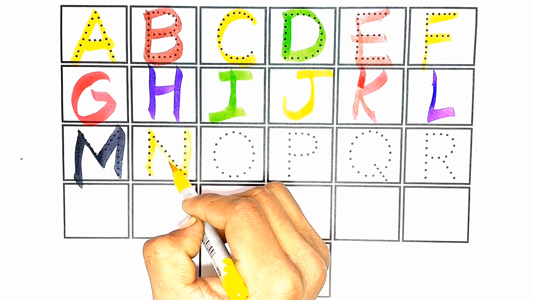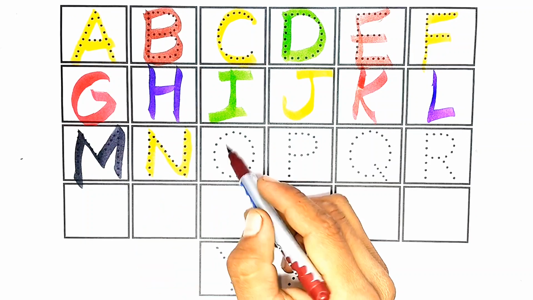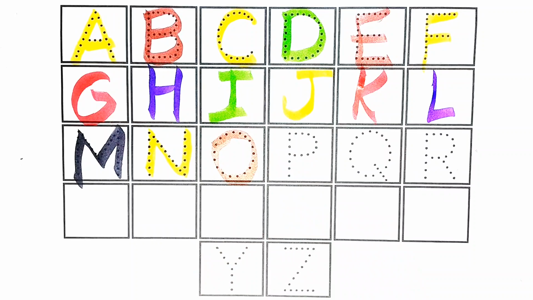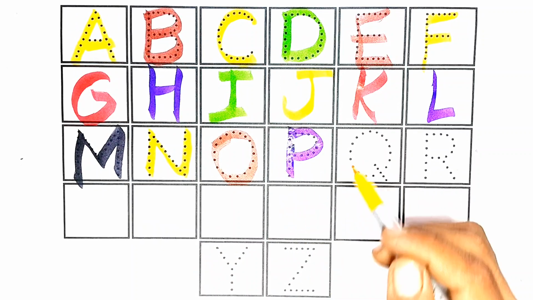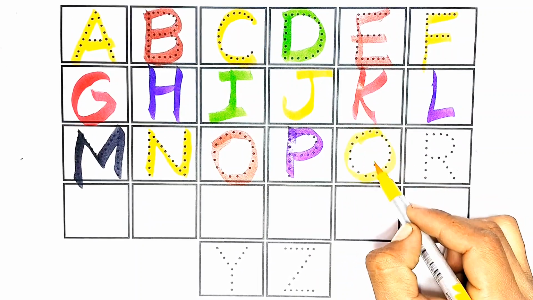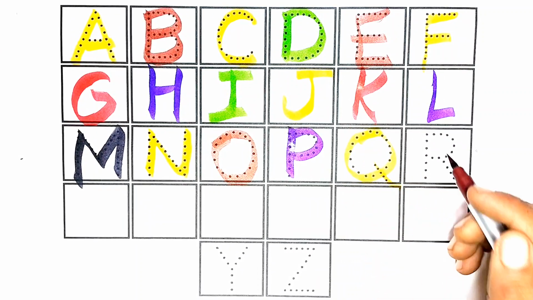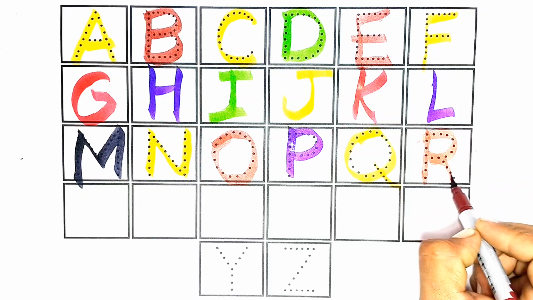N for nest. O for owl. P for parrot. Q for queen. R for rabbit.